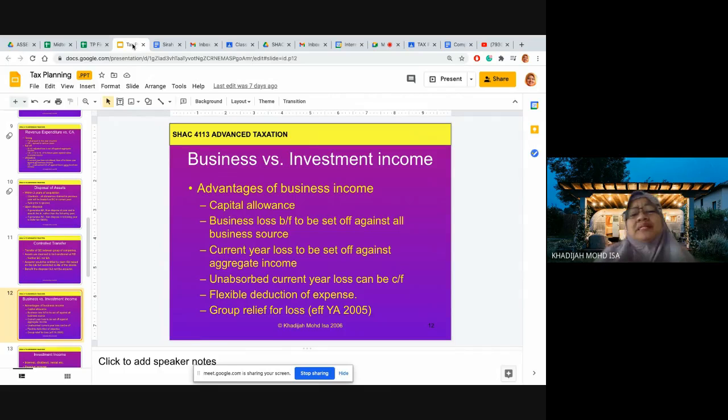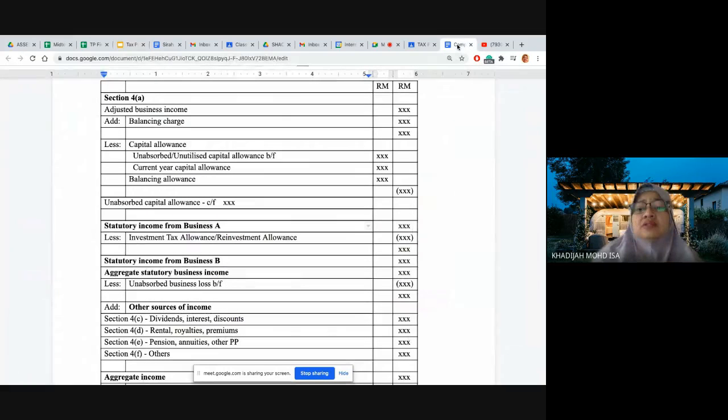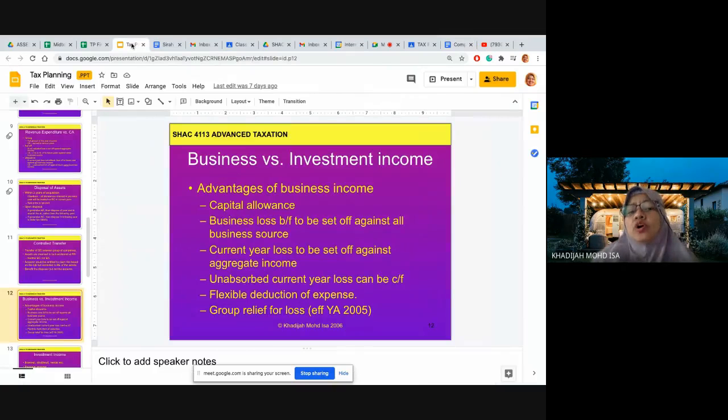But for investment income, you don't have all this. So where does this come from? It comes from the tax form here. If you play around with this, you should be able to answer. Normally, when a tax planning question comes, it is more of an explanation rather than a computation, rarely. Normally you have to explain the advantages and how business income differs from investment income.